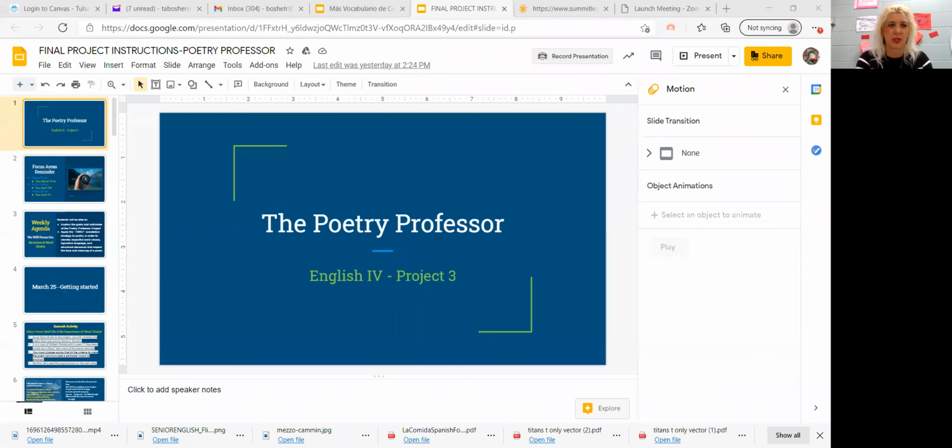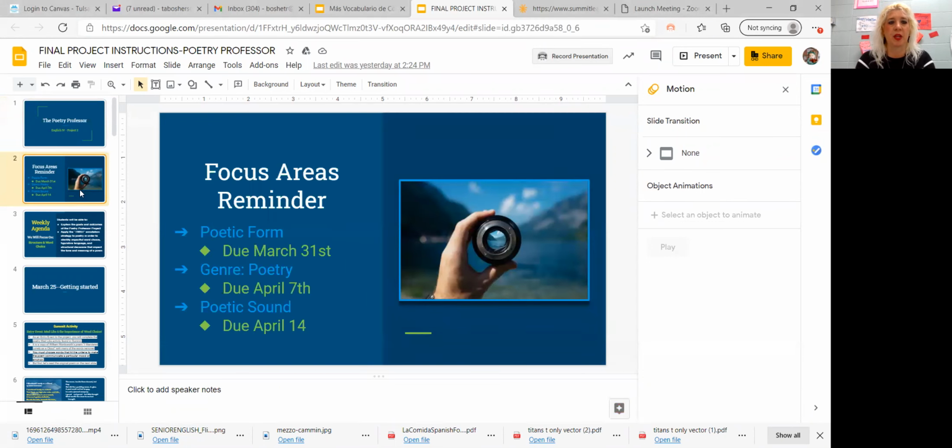Okay, this is the final project instructions. There are some focus areas that go along with poetry. We have poetic form, genre poetry, poetic sound. These are additional focus areas. You have 5 focus areas that must be completed. You have 5 additional ones that we're asking you to do. So these are 3 additional that go along with this unit.